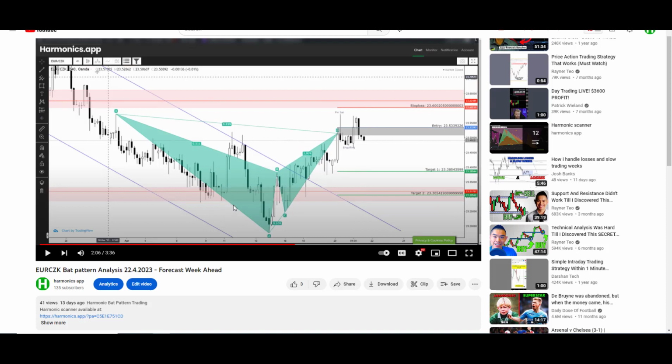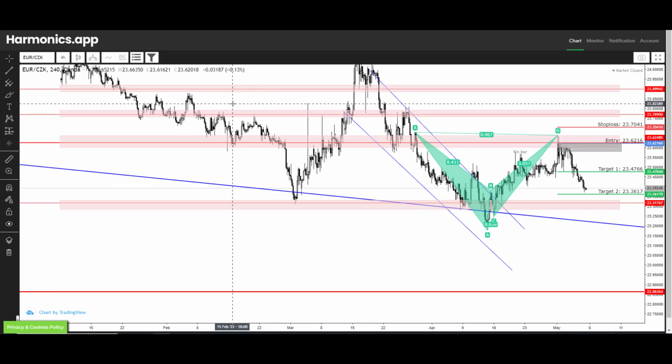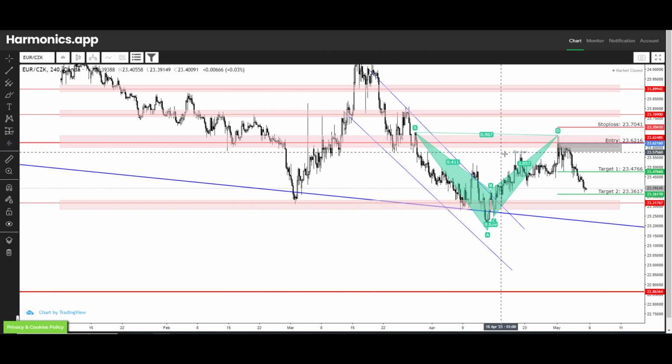In the video analysis you can see that I mentioned that the stop loss would be better above this supply zone, and if you take a look, the target one is at 23.38 and the second one is 23.30. When you go to the Harmonic SAP scanner, you will see that a new bat pattern has formed.